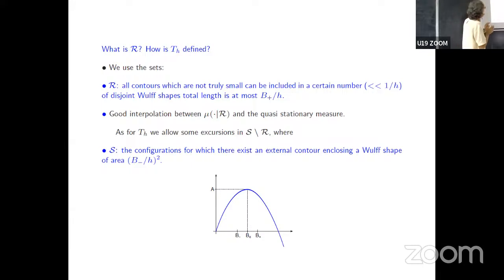So this time, I allow the process to get a little bit outside of R, but only with contours which have all the droplets of plus not too big. So R is where the plus phase still hasn't come. R is the restricted set, no? That has to do with the metastable. So all contours, which are negligible contours we disregard here, can be included in a number of Wulff shapes whose total length is not bigger than B plus over H. So there is a recipe.